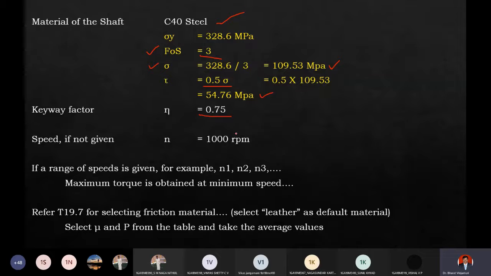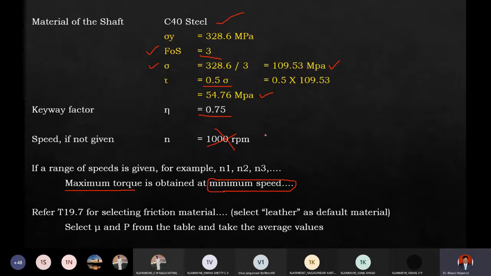Now, speed is not given. This is very rare. Speed will be given, and if a range of speeds has been given, try to select the minimum speed. If there are multiple speeds given, you need to select the minimum speed because we know that the maximum torque is obtained at minimum speed.